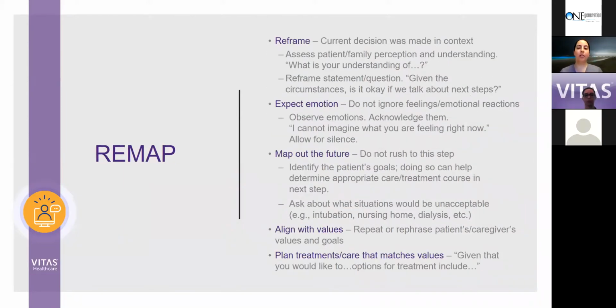Another thing that's really good is REMAP. And this is first by starting out with reframing. So if there's a current decision, what was it made in context? Finding out the patient, family, or proxy's understanding: what is your understanding of what's been going on in your hospitalization, what's been going on that brought you to this office visit, and so on and so forth. And then reframe the statement in question. Given the circumstances, is it okay if we talk about next steps? So that's kind of like the invitation from the previous one.